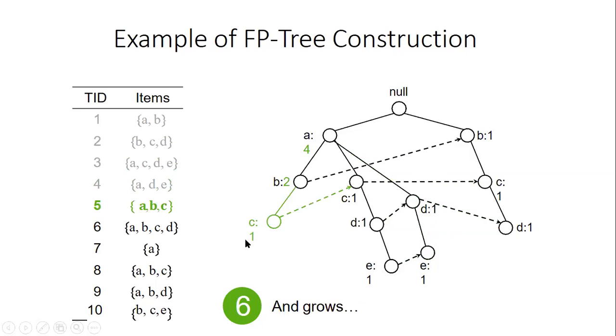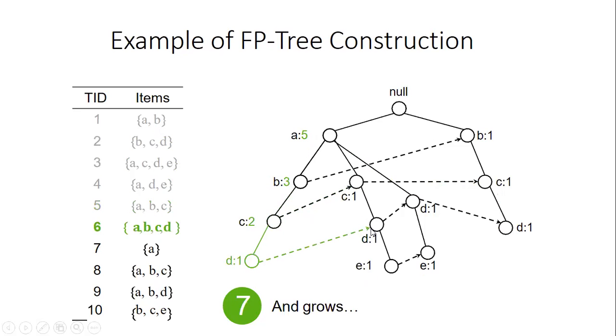Then ABC. Here the fifth transaction is ABC. So A, B is already there with A. So B, then we extend it to C. Then we connect the linked list. So the count of C will be now 1 plus 1 plus 1, 3. So 1, 2, 3. Like this, we keep on doing. So ABC, we come to this. That's what I'm telling you.